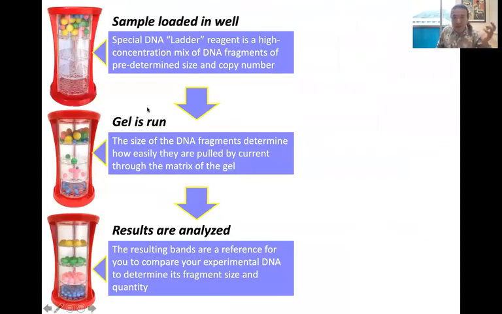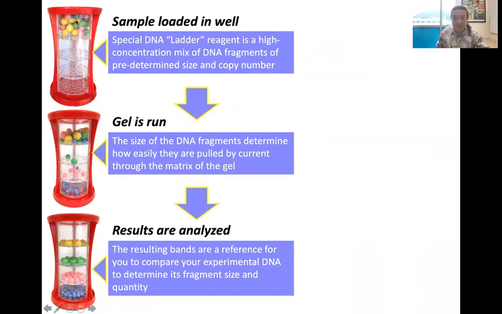So here, let's say you have this special DNA ladder that you use as your key. The special DNA ladder is a reagent that's already a pre-made mix of high concentrations of DNA fragments of predetermined size and predetermined number of molecules, right? So not only can you use this to tell the size of your PCR product, but you can compare the relative intensity of the brightness of the bands with this DNA ladder to actually estimate how much DNA you made.